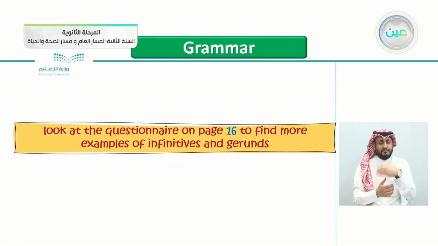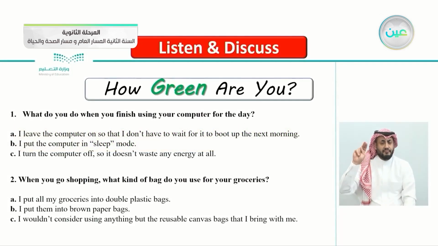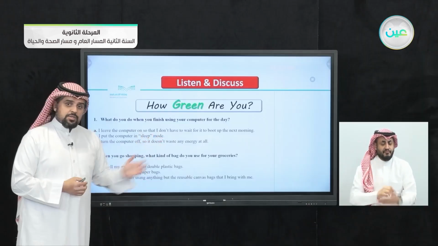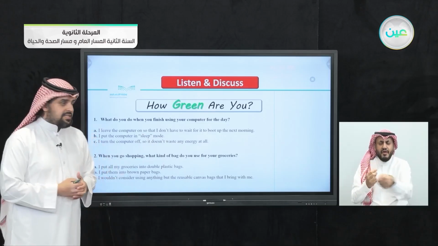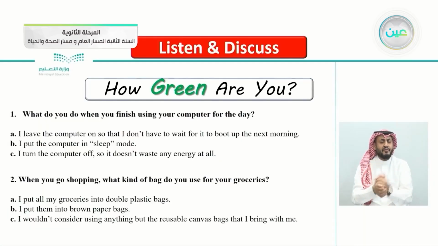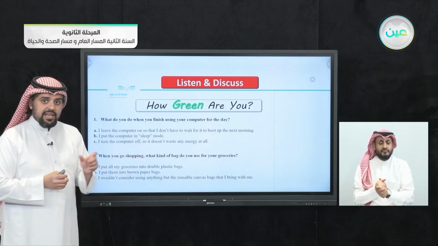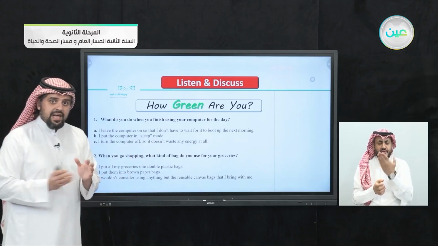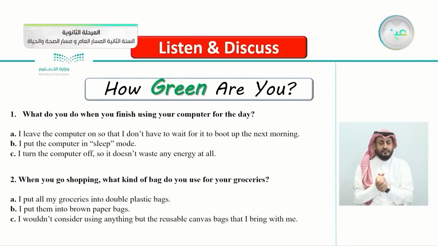So look at the questionnaire on page 16 to find more examples of infinitives and gerunds. The questionnaire that we took previously on page 16, let's check it again. Why? To find more examples of infinitives and gerunds. So this is the first part of the questionnaire. Can you spot here any infinitives or gerunds? Can you name a few here? An infinitive, to plus the base form of the verb, or a gerund, an ing form of the verb that acts as a noun. Let's check the answer here together.